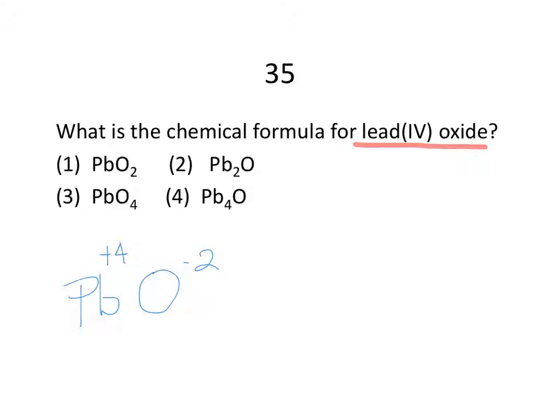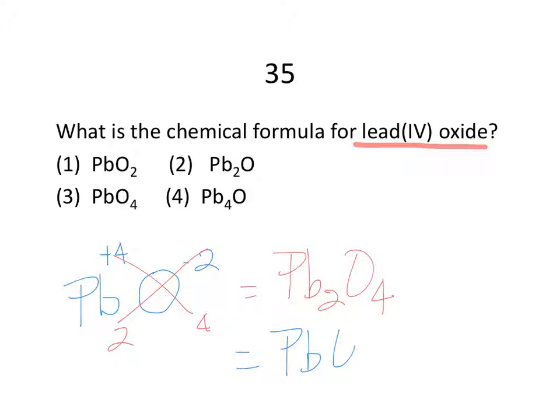So we're going to cross over. We're going to bring this 2 down and this 4 down. And so now we have Pb2O4. And so let's reduce this by a common factor, and our common factor here is going to be 2, giving PbO2. And so our answer, therefore, is 1.